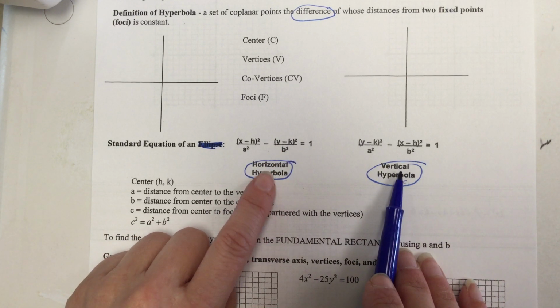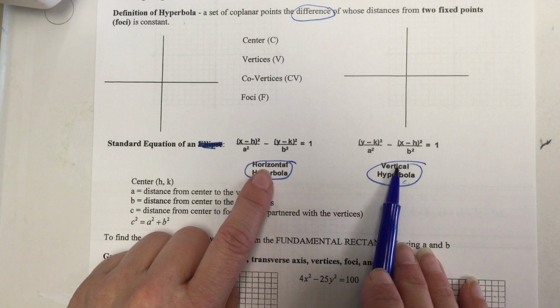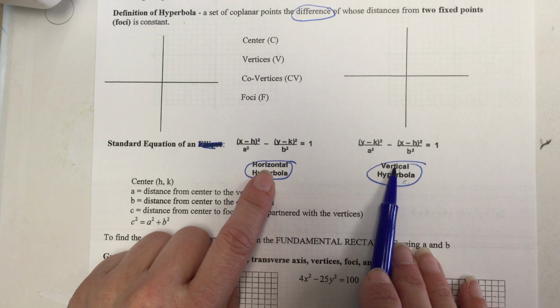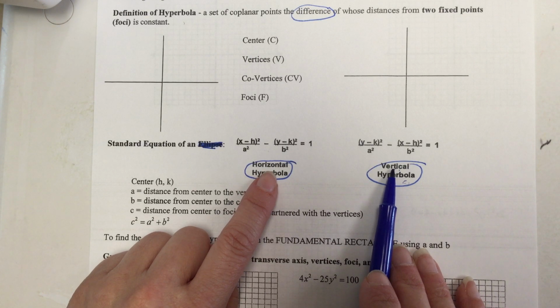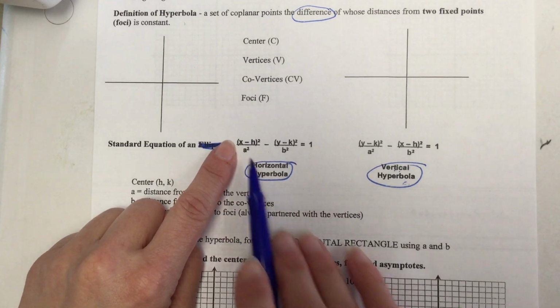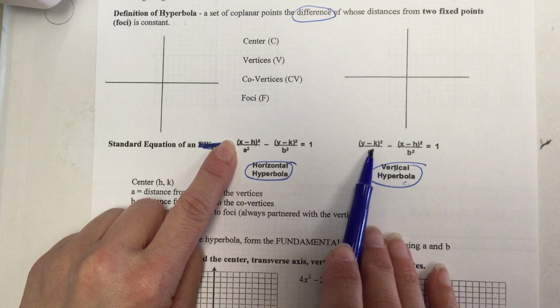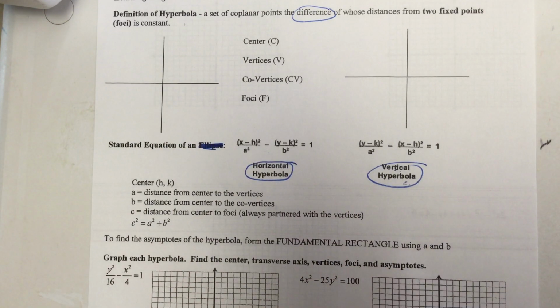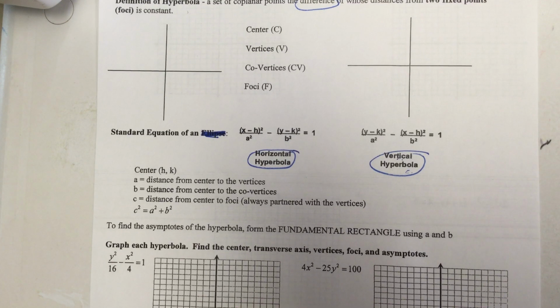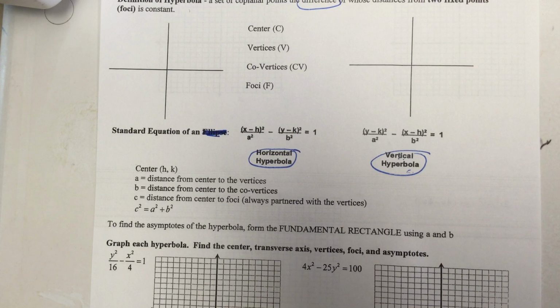Now, in order to see if it's horizontal or vertical, you just look at the first fraction to see which variable you have. So if the first fraction is an x, it's horizontal. If the first fraction is a y, it's vertical. So in a way, I kind of think the hyperbola is maybe even a little bit easier because it's all just based off of where it is located in the equation.